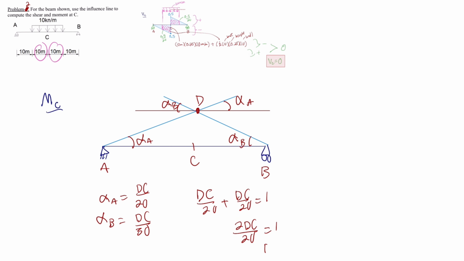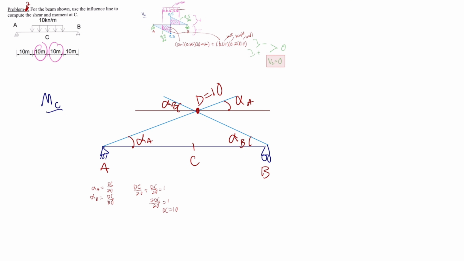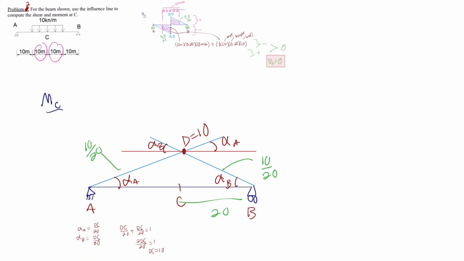And we get that DC is equal to 10. So we know that this is 10. So we know that this line has a slope of 10 over 20 because this distance is 20. And this will have the same slope, which is 10 over 20. And now we can go ahead and draw the uniformly distributed load once again.